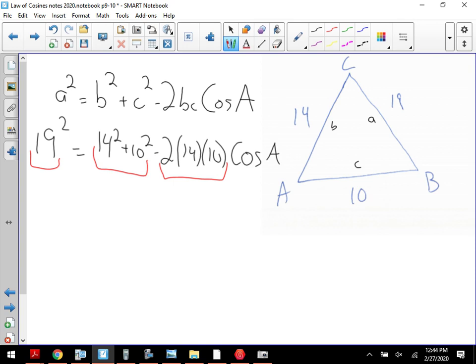Square the 19, you get 361, I believe. 14 squared and 10 squared was 296. Yell if I'm wrong. I'm trying to remember this from earlier. And then 2 times 14 times 10 is 280.